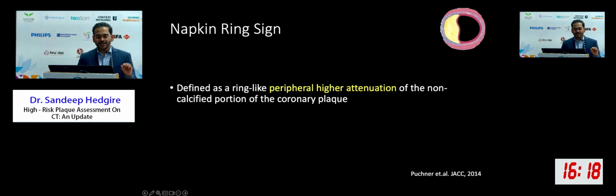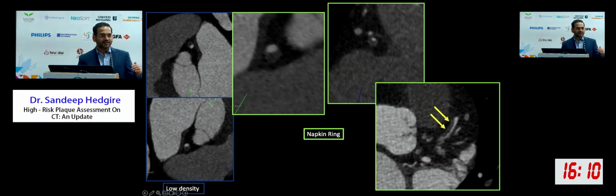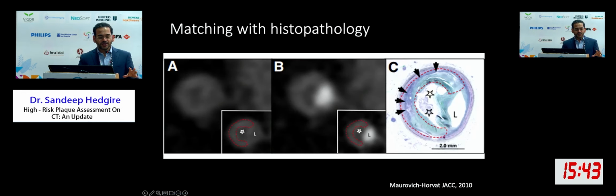So napkin ring sign is defined as a peripheral higher attenuation of non-calcified portion of the coronary plaque. And it is very easy to get this confused with the low density plaque. So I have put them side by side, and on the green boxes on your right, you will identify that there is a very subtle high density rim along the outer edge of the plaque. And this is what fibrous component of the plaque is, and which is from going outward to inward, it's fibrous component followed by low density plaque followed by lumen is what you're seeing. And these correlate very well with the histopathological images.